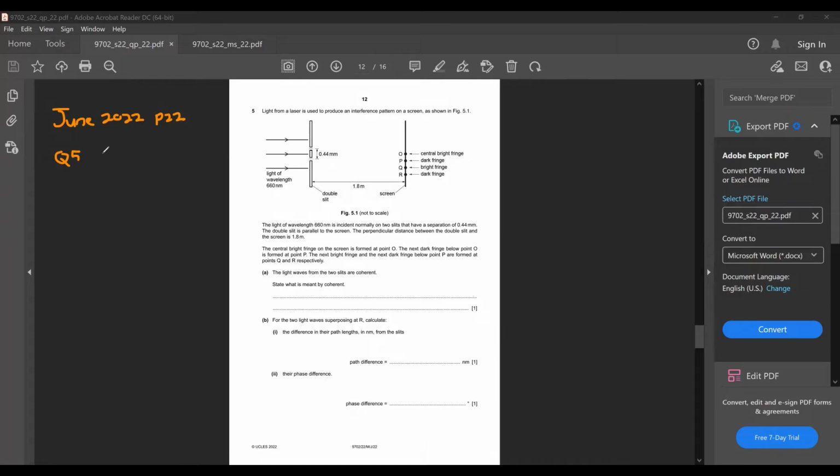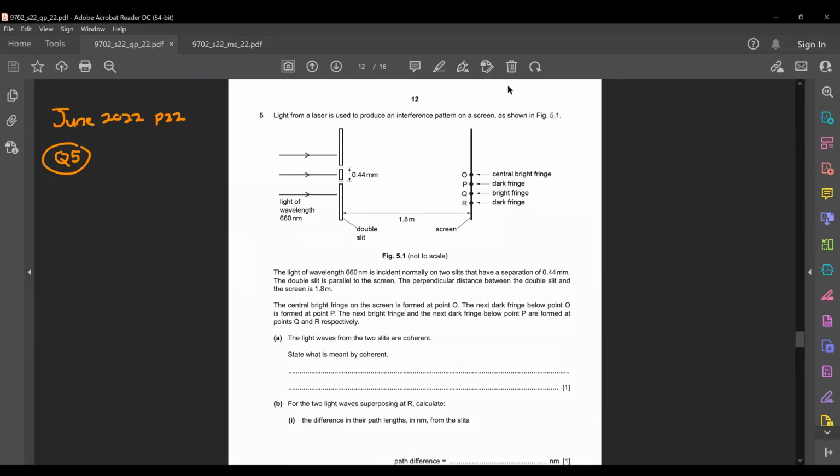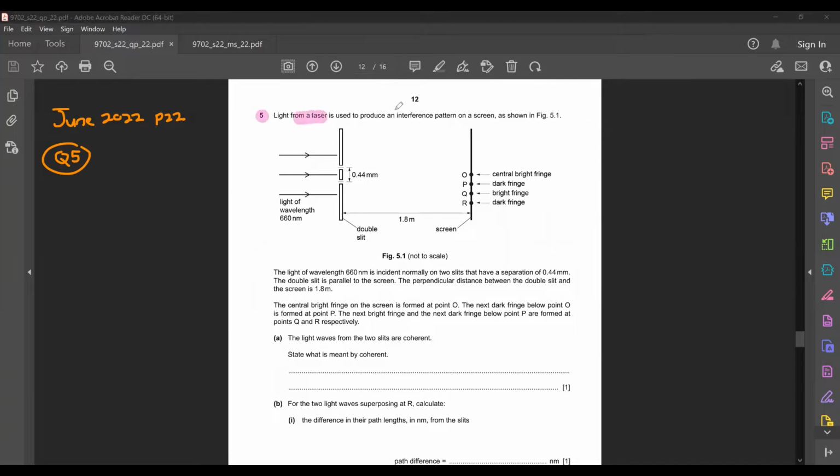Question 5. So in your current case here, they mentioned that you have light from a laser that is used to produce an interference pattern on the screen as shown in the figure below. They then mentioned that light of wavelength 660 nanometer is incident normally on two slits that have a separation of 0.44 millimeter. The double slit is parallel to the screen. The perpendicular distance between the double slit and the screen is 1.8 meter.